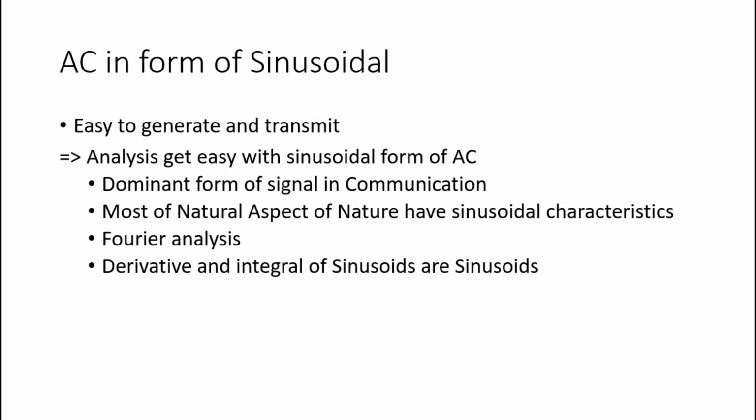The second is that analysis gets easy with the sinusoidal form of AC. I will say that this is the main reason why AC is always preferable in sinusoidal form, not triangle, not rectangular, or any other, because of analysis. These are some main points which support this analysis point. The first is that the dominant form of signals in communication is sinusoid. So the laws and methods that you apply in the field of communication to analyze a signal in form of sinusoid can be applied in the power system to analyze an AC current and AC voltage.